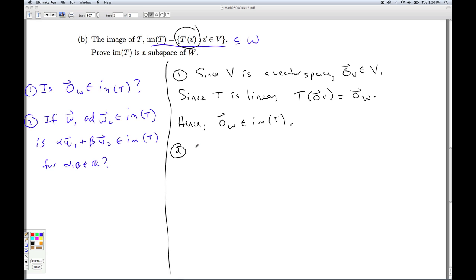2. Let w1 and w2 be two fixed but generic vectors in the image of T, and let alpha and beta be two fixed but generic real numbers. Okay, so what does it mean? For this to be in there, there has to be some vector in V that gets sent to this. All right, so let's start working with the definition. w1 and w2 are both in the image of T.